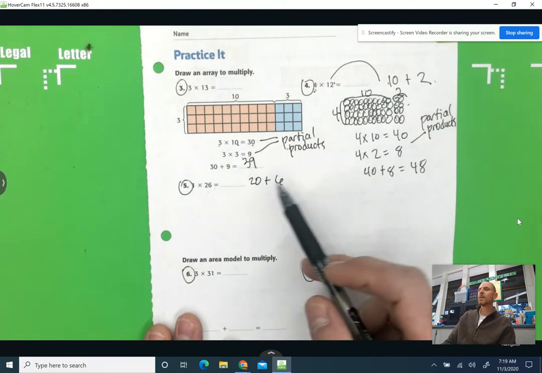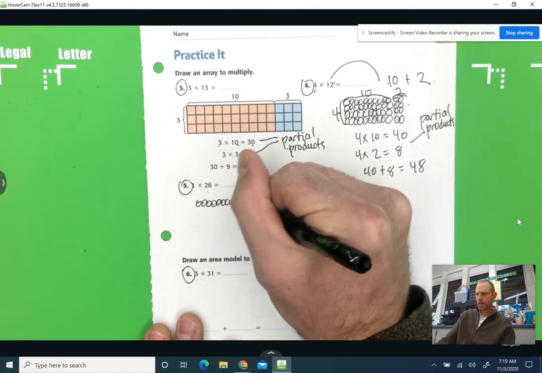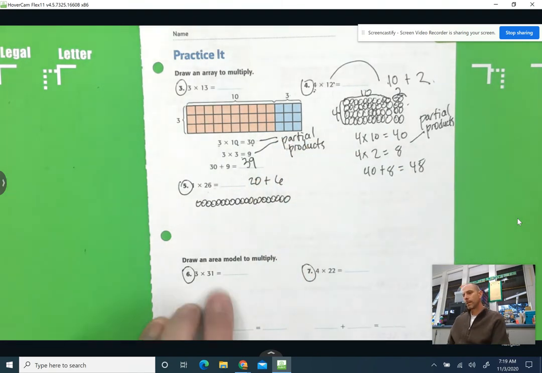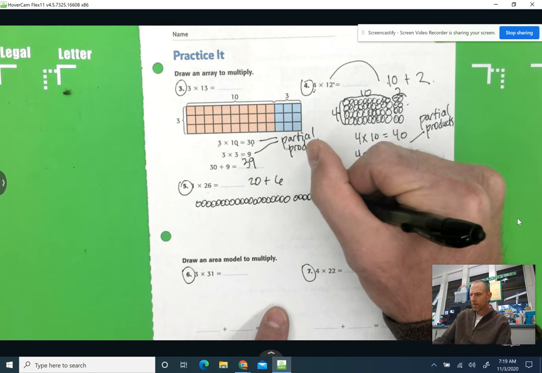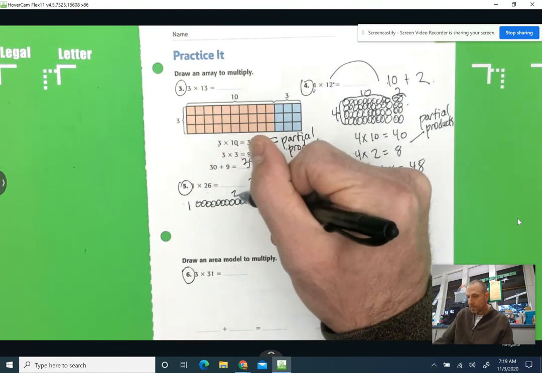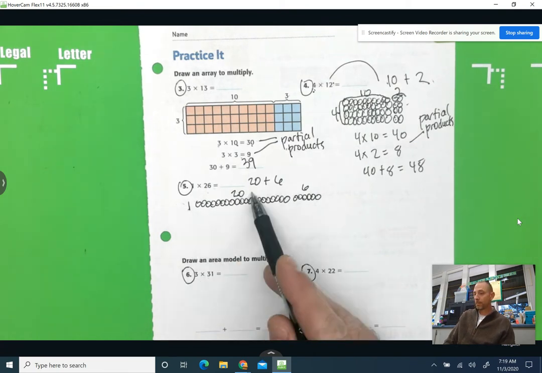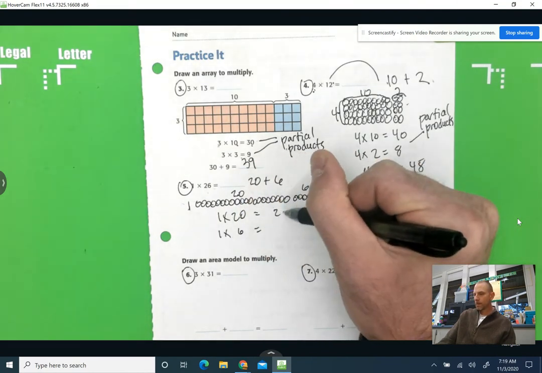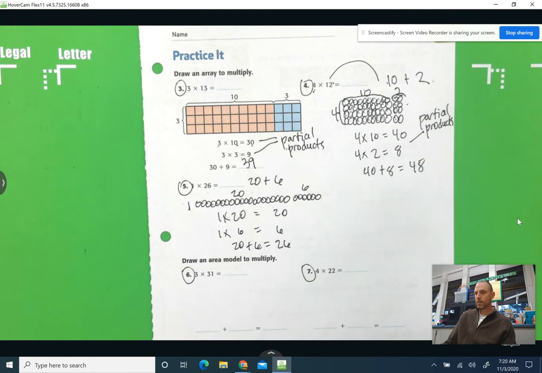I know this is a known fact, but we're practicing. We have one group of 20, 2, 3, 4, 5, 6, 7, 8, 9, 10, 11, 12, 13, 14, 15, 16, 17, 18, 19, and 20. And then we have one group of 6. 1, 2, 3, 4, 5, 6. One group of 20 and one group of 6. It's a silly looking array right there, isn't it? But if you multiply it out, 1 times 20 and 1 times 6, you get 20 and 6. 20 plus 6 is 26.